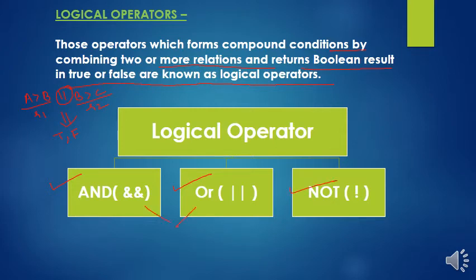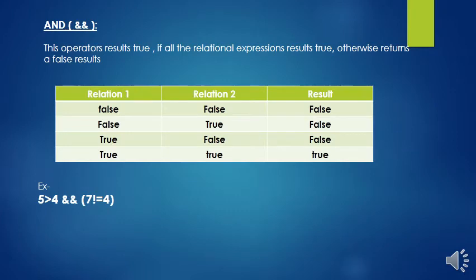AND and OR are binary operators and NOT is a unary operator. You all know, children, an operator that works on only one operand is known as a unary operator. An operator that works on two operands is known as a binary operator. So AND and OR are the binary operators and NOT is a unary operator.